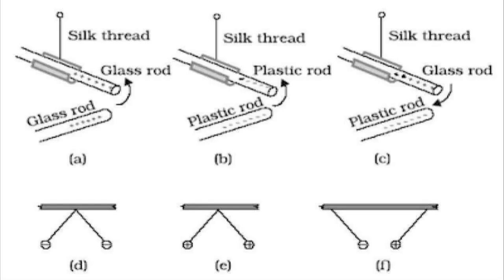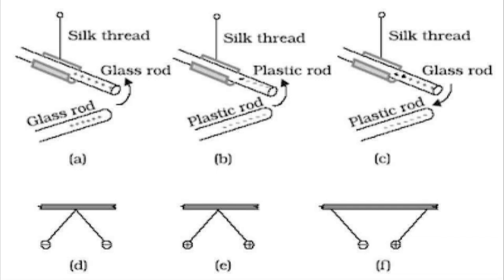Students, in this slide, 6 pictures have been given: A, B, C, D, E, F. You look into picture A and assume that the 2 glass rods have been rubbed with silk or wool. We already know that by rubbing the glass rod with silk or wool, the glass rod gets positively charged. One glass rod is being suspended by a silk thread. The other glass rod is brought near to the first glass rod. They get repelled from each other.